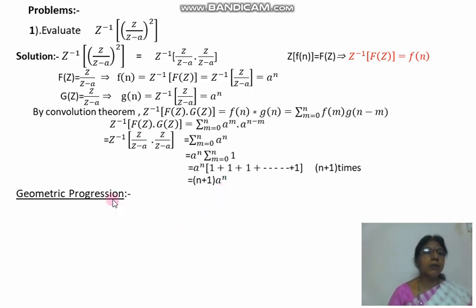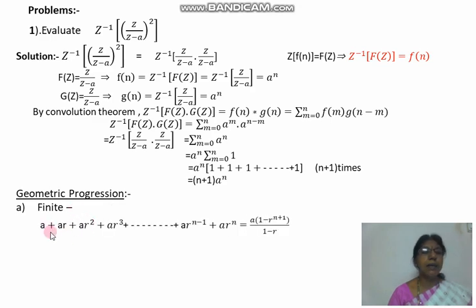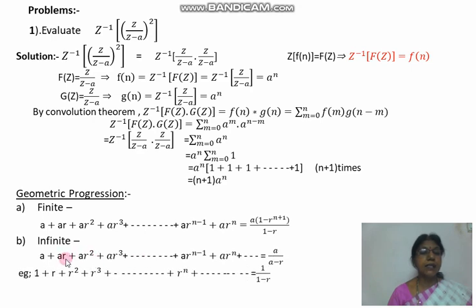In the next problems we are going to use the geometric progression. The finite geometric progression a plus ar plus ar square and so on plus ar power n, these are n plus 1 terms, then the summation is a into 1 minus r power n plus 1 by 1 minus r. If it is an infinite series, a plus ar plus ar square and so on, ar power n being the nth term, and so on up to infinity, then the sum of this GP is a by 1 minus r. For example, 1 plus r plus r square, if you put 1 in place of a, it becomes 1 by 1 minus r. This is the geometric progression we are going to use in the next problems.